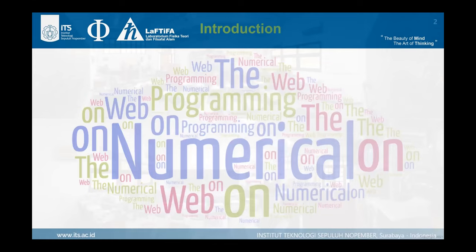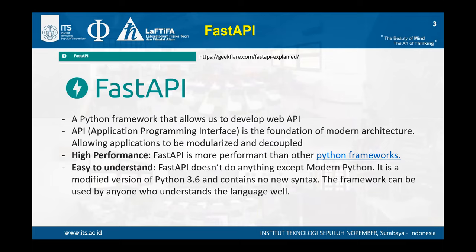This is an introduction of FastAPI. FastAPI is a Python framework that allows us to develop a web API. We can show the interface on the web. API is application programming interface. Maybe you are familiar with MATLAB, and then C, Python. We have been using MATLAB, but it has a limitation. We have to perform numerical work on the desktop only. We cannot share it directly with others.